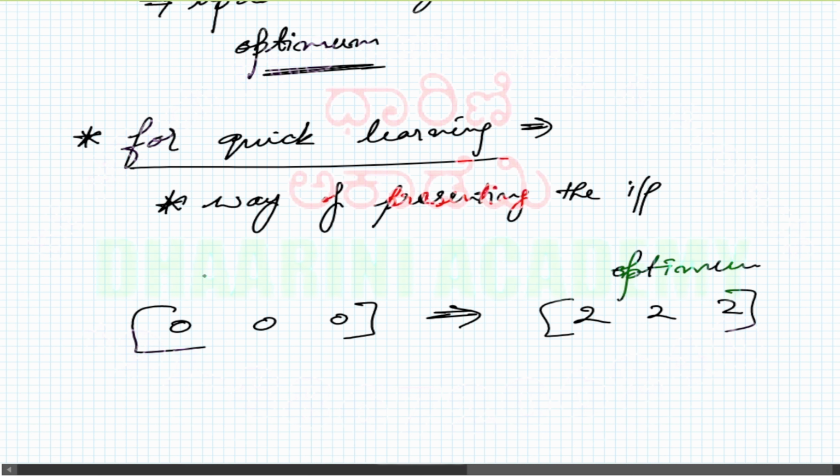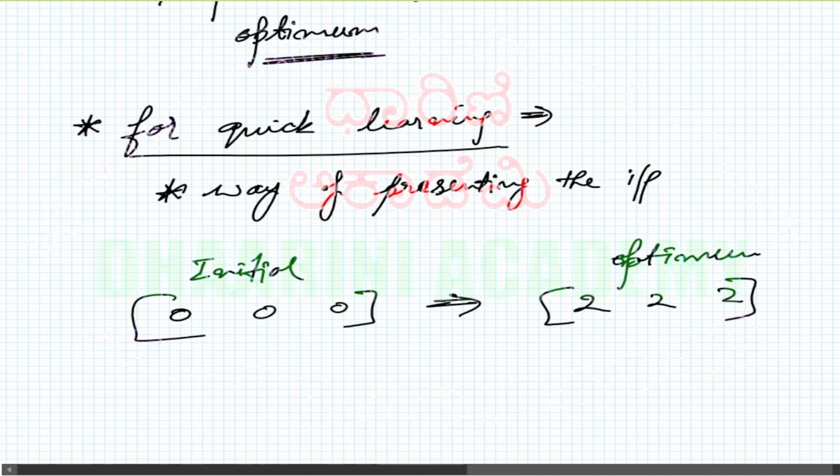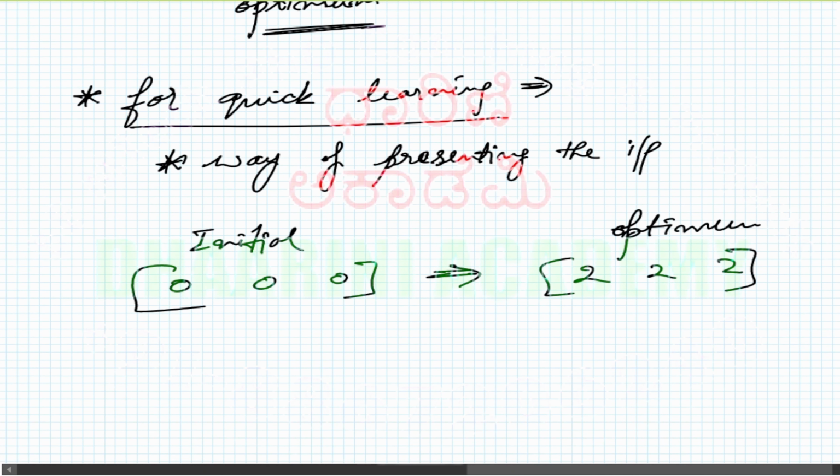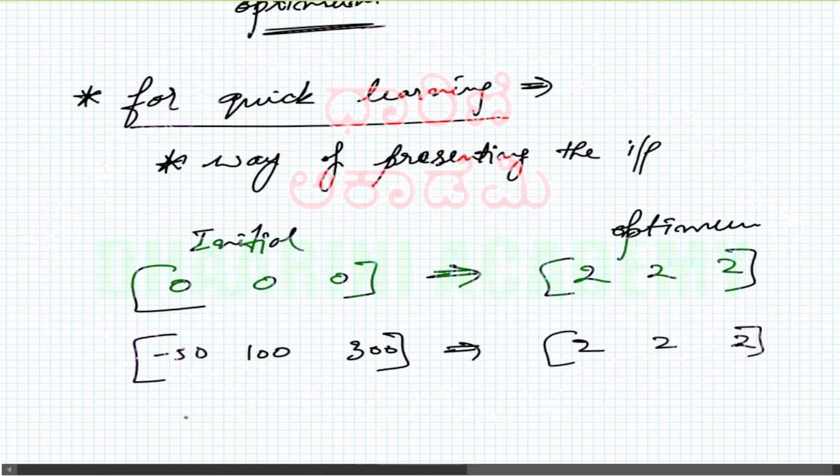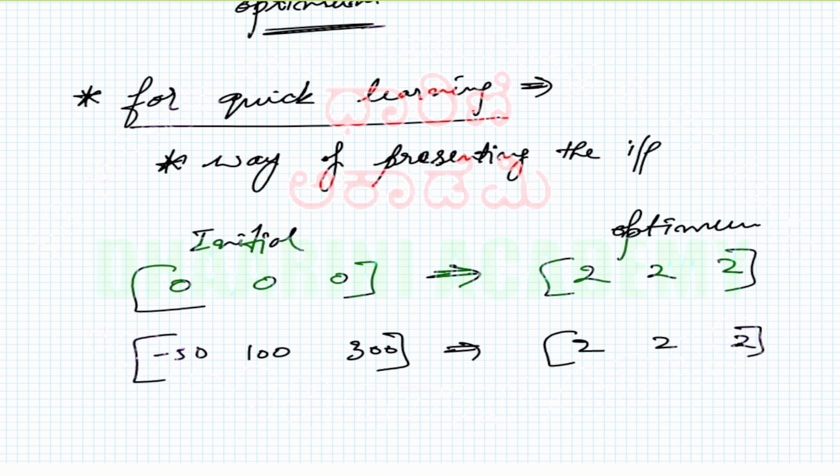Right. But this is initial, right? So initially it is actually close to the optimum in this case. Let me assume that I took minus 50, plus 100, and say 300, something like this. You see how far it is to the optimum value, right? They're very far. If you plot them in a three-dimensional space, 0 0 0 is close to 2 2 2 compared to the distance between minus 50, 100, 300 and 2 2 2. This is a huge distance.